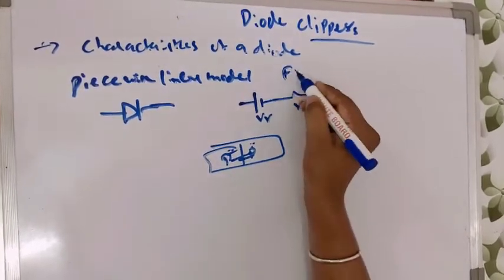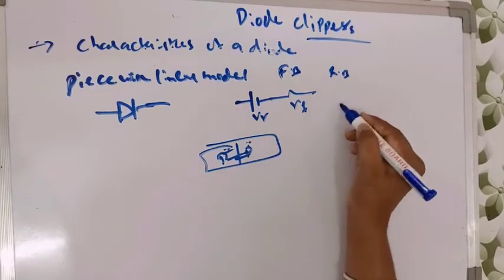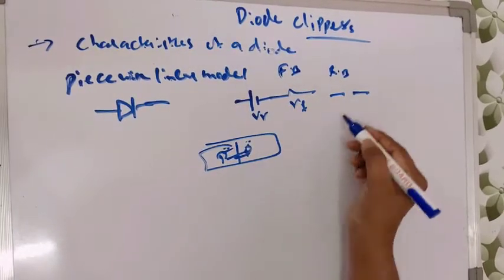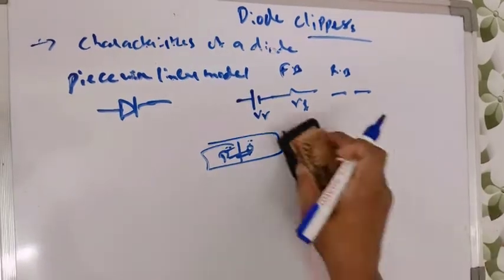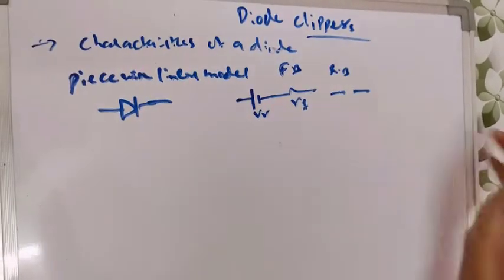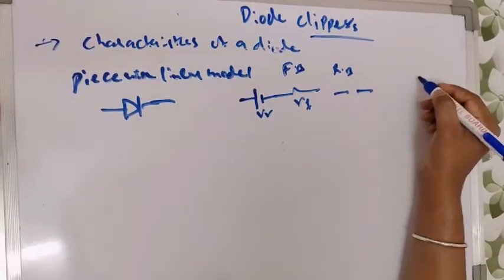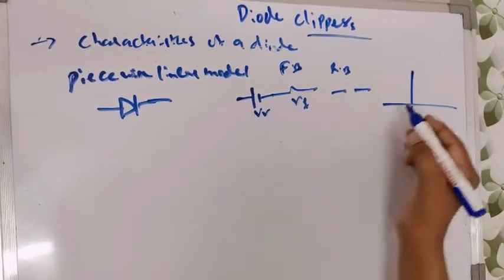During forward bias, this is the equivalent circuit. During reverse bias, the diode is considered an open circuit because we are applying a negative voltage here. Now we'll see the characteristics of this diode piecewise linear model.